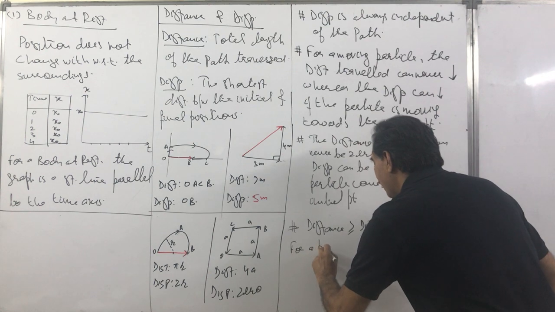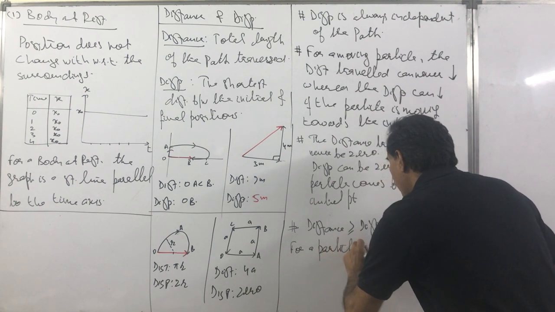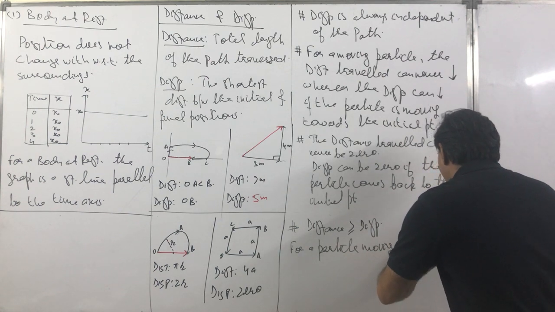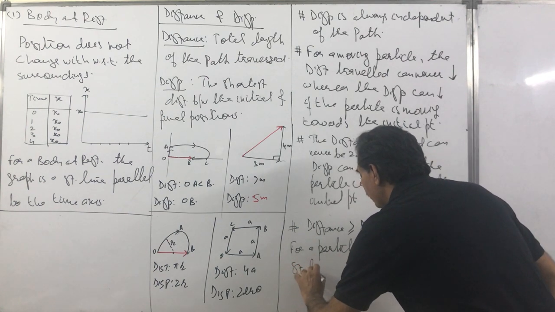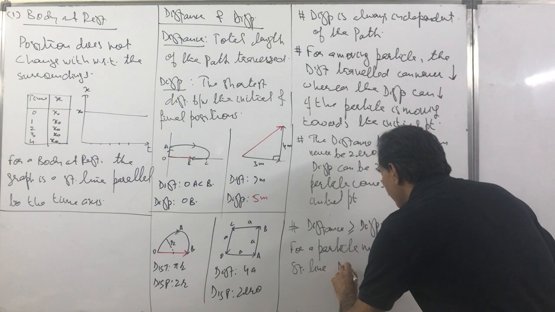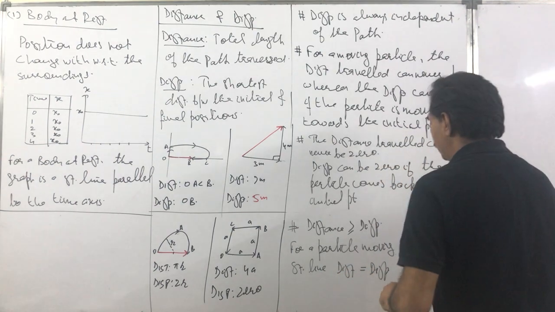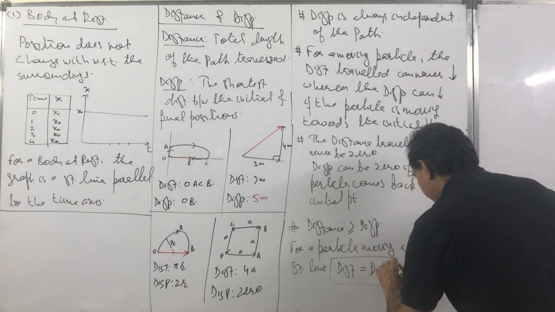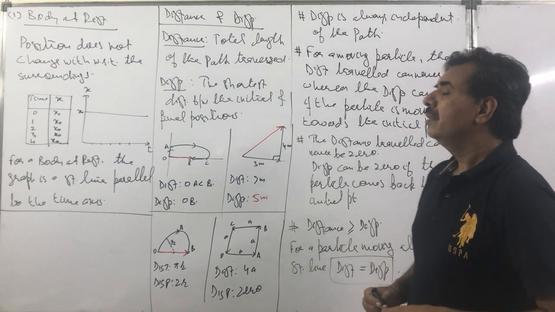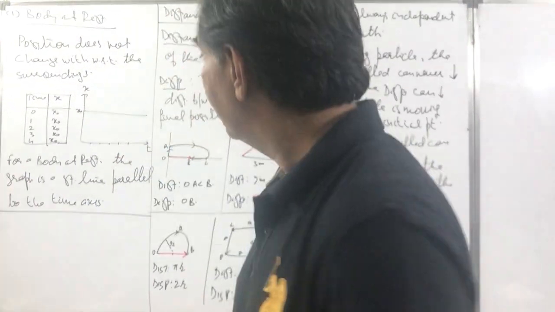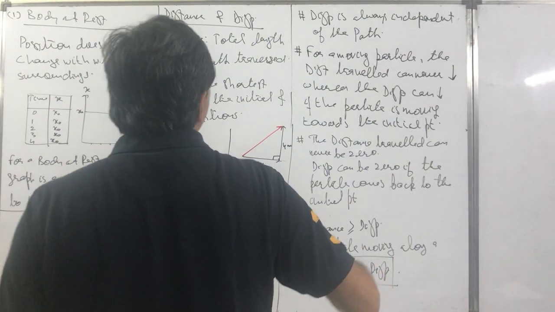For a particle moving along a straight line, distance is equal to displacement. These points are just very, very interesting points about distance and displacement. I hope it is clear.